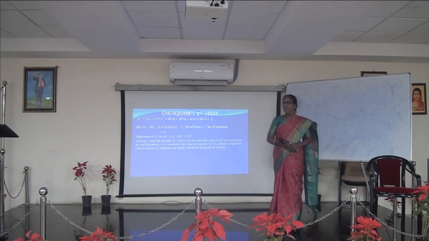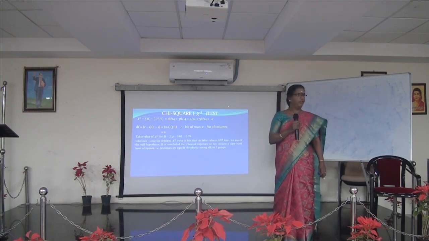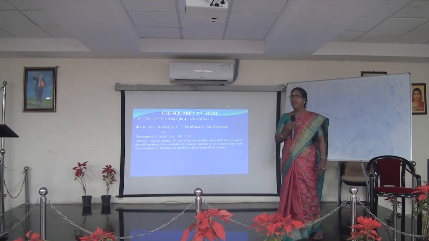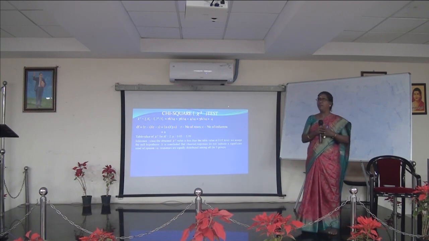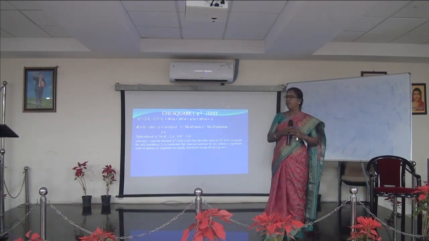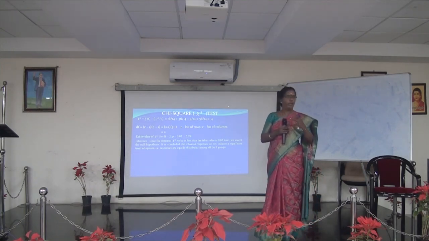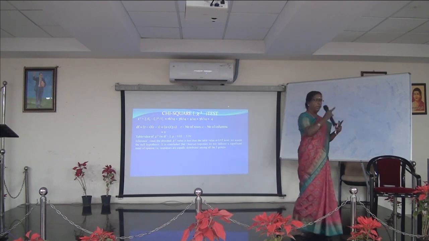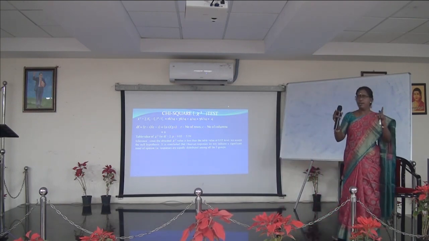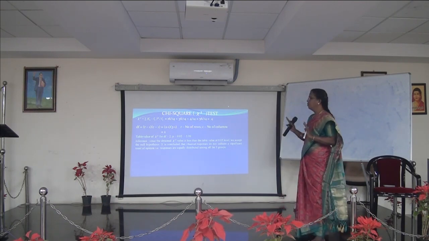I have to refer to the standard table, and for that we need degrees of freedom. To find df for this chi-square test, the formula is (r minus 1) into (c minus 1), where r is the number of rows and c the number of columns. Here there are 2 rows, Fo and Fe, so 2 minus 1. There are 3 columns: agreed, disagreed, indifferent, so 3 minus 1. So 1 into 2, it is 2.